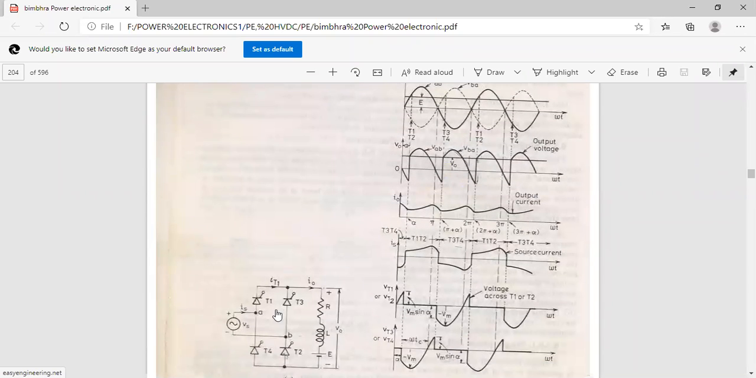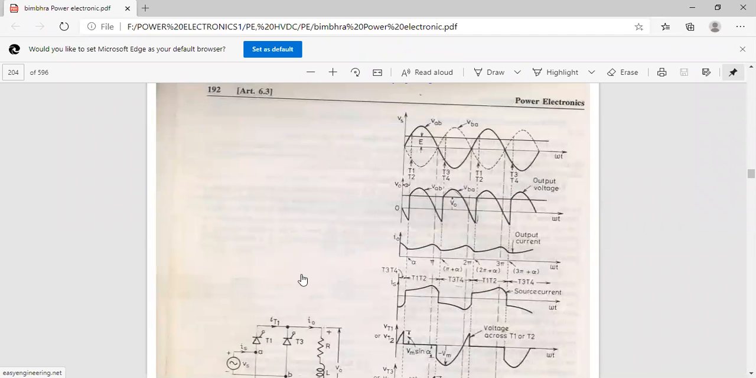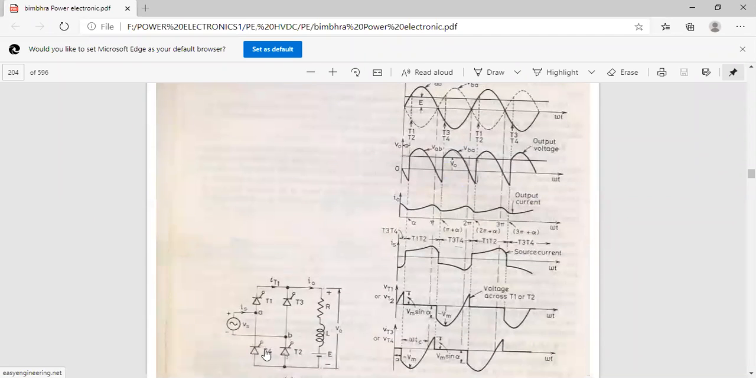In a single phase full wave rectifier, at a time we give the firing pulse to two thyristors. See, T1, T2 will get the firing pulse during the positive cycle. During the negative cycle, T3, T4 will get the firing pulse. Because during the positive cycle, T1, T2 are forward biased, we can give the firing pulse to T1, T2 during positive. In the negative cycle, this polarity is changed. Then T3, T4 will be forward biased, so we can give the firing pulse to T3 and T4. Then the negative cycle is also converted to a positive cycle.